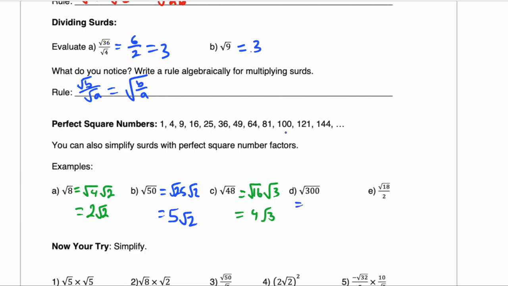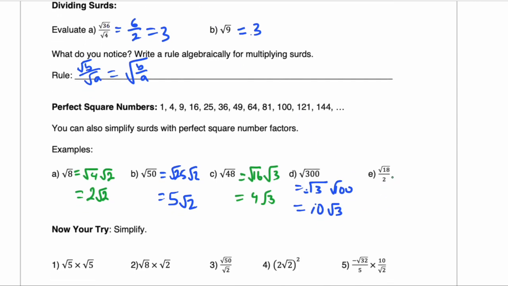And root 300, well, obviously 100 goes into that. That's root 3 times root 100. So that's 10 root 3. And here we have the numerator is root 18, so that's root 9 root 2 over 2, and root 9 is 3, so you can write it as 3 over 2 root 2.